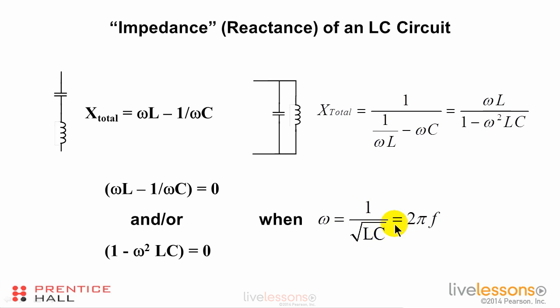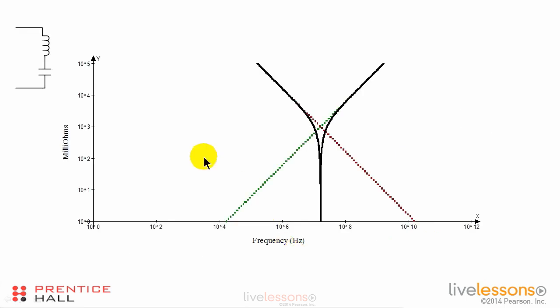And remember that omega equals 2 pi f. When that happens, this goes to 0, or this denominator goes to 0. That is the point that we call the resonant point. If we look at a series LC circuit, here is the reactance of the capacitor, downward sloping to the right. Here is the reactance of the inductor, upward sloping to the right. This LC circuit is mostly capacitive at lower frequencies.